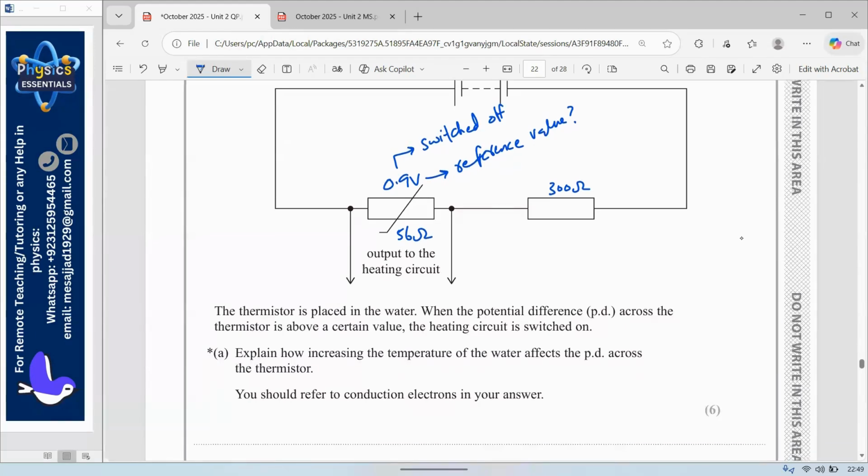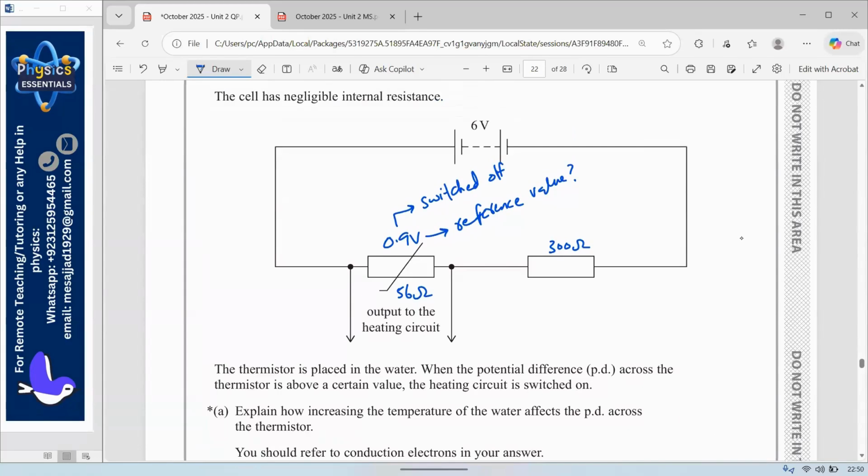So let's check. And how do we do it? We can use the potential divider equation for this one. The potential divider equation is very easy, and you know that it is small v over capital V equals small r over capital R. Small v is again for your chosen component, and your chosen component is definitely the thermistor, because you are measuring the voltage there. And this is the chosen component resistance.